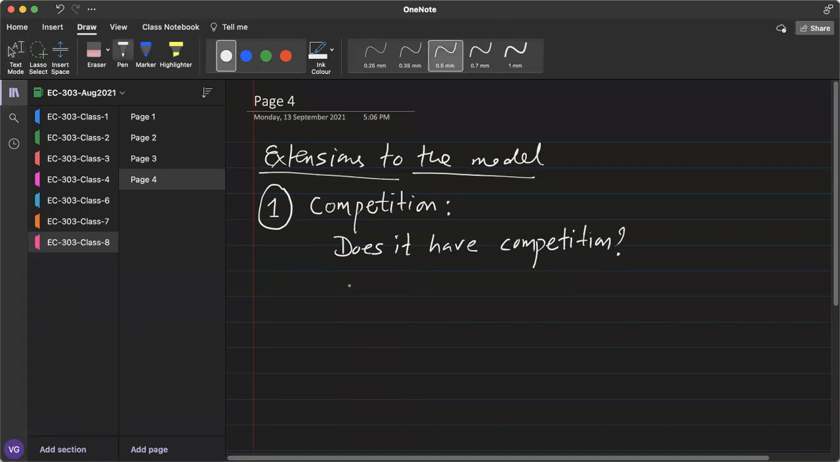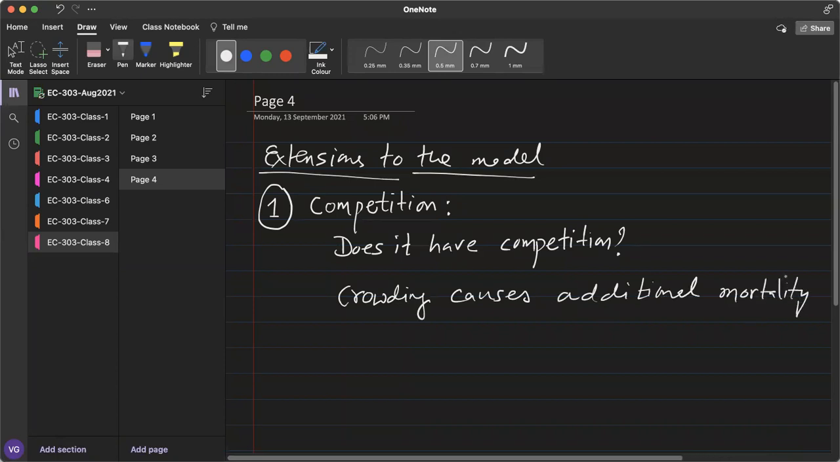Okay, one way to think about this: crowding causes additional mortality, right? So add a critical neighborhood population. You should think about how to add it. There are many ways of doing it. You just think how to do it. Okay, that's one way.